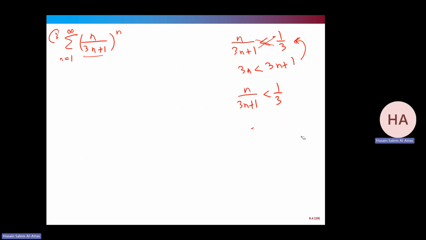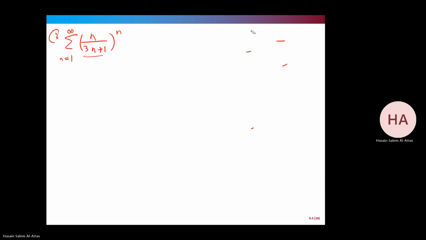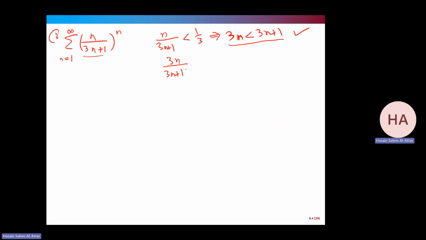I need to compare it with 1 over 3. Is this correct? Yes. Why? Since everything is positive, I have 3n less than 3n plus 1, which is always correct. So if I divide by 3n plus 1, I have 3n over 3n plus 1 less than 1. Now divide by 3, I have n over 3n plus 1 less than 1 over 3.